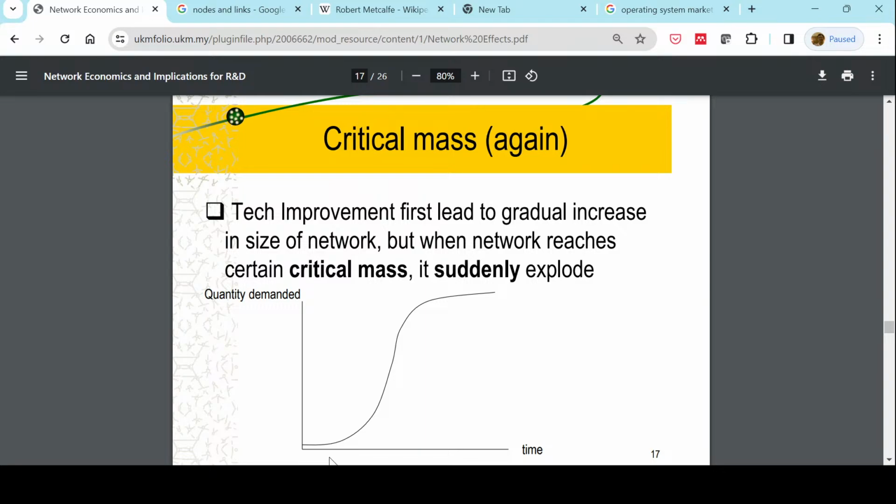If I want to, I hope you can see my cursor. After this critical mass, explosion, exponential. And you notice here, it is an S curve. This is typical of a technology product: introduced, then exponential growth, then mature and decline. So, an S curve.